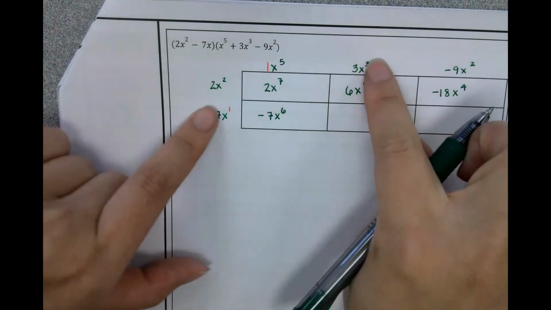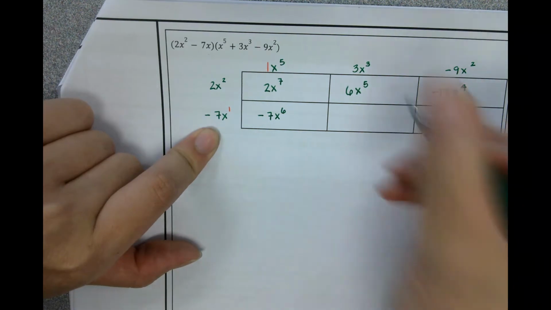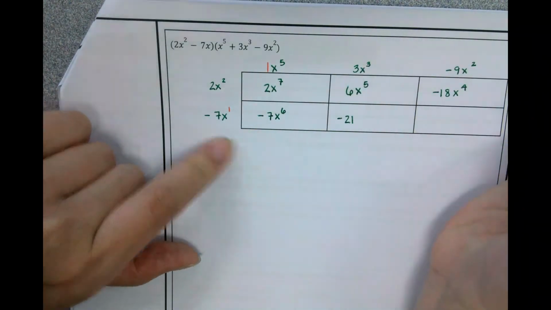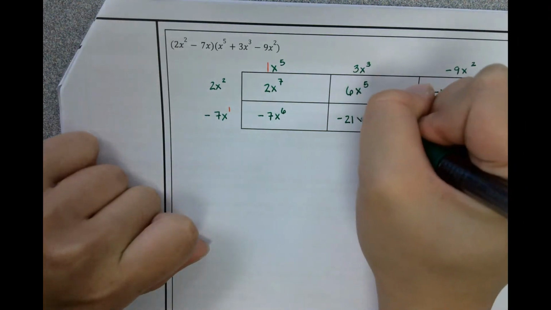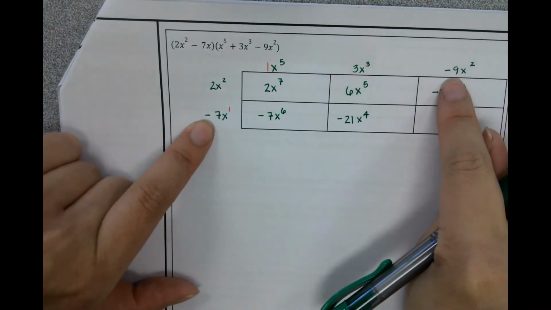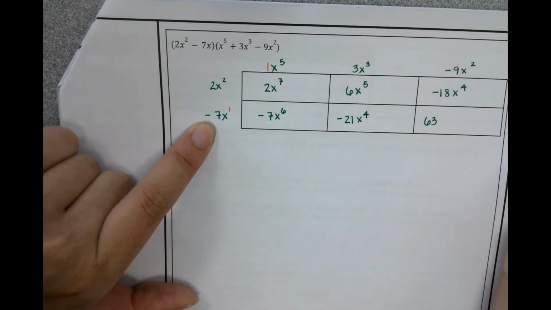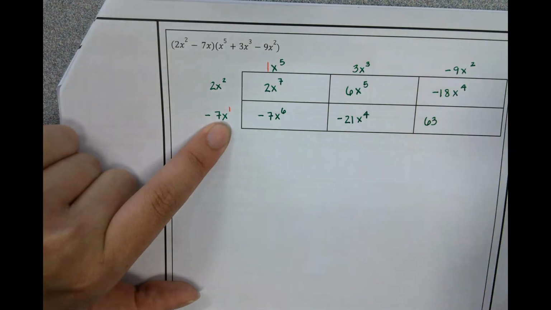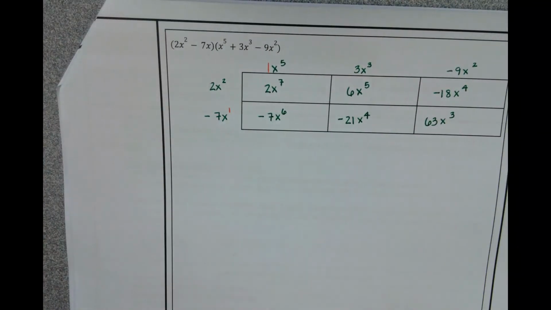And then the next one here, we're going to do negative 7 times 3 is negative 21. X to the power of 1 times x to the 3rd gives me x to the 4th. And then the last one here, negative 7 times negative 9 gives me a positive 63. X to the 1st times x squared gives me x to the 3rd. Okay, so now we're going to rewrite it and combine any like terms.